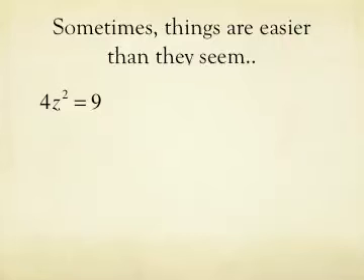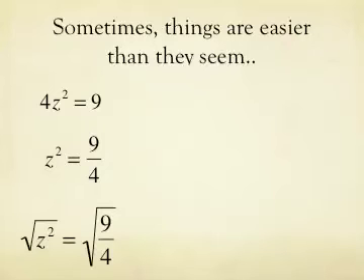Well, the first thing you might do is to get the squared thing, that is z squared, by itself. So you might divide both sides of the equation by 4. Now you have something squared equals a plain old number. This is a great position to be in, because what we can do next is simply take the square root of both sides of the equation.